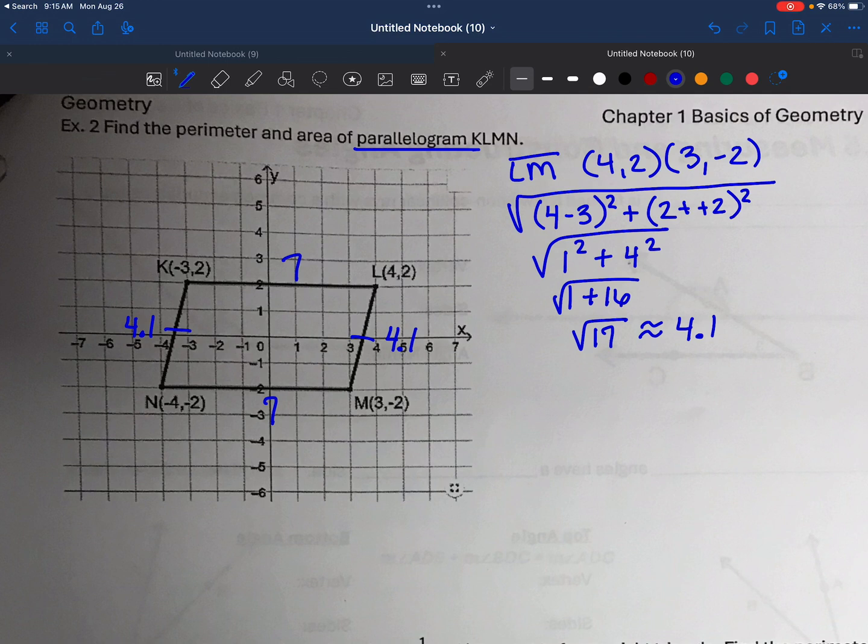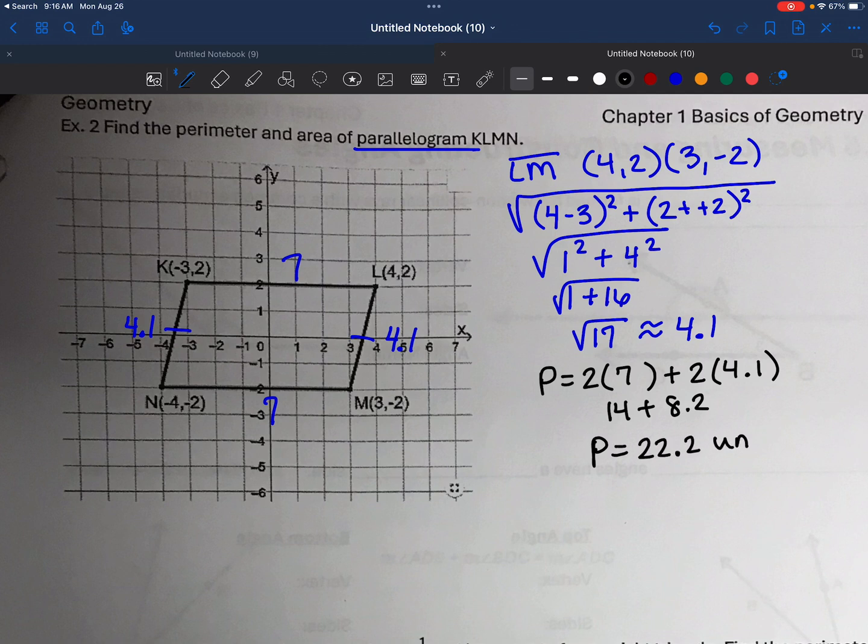Now, this one's a little nicer to us because we don't have to do the distance formula 2 times, correct? Now we can go straight to perimeter and area. So remember, on perimeter, we're going to do twice the length. What was our length? 7 plus twice the width of 4.1. Okay, what's 2 times 7? 2 times 4.1. All right, we add those and we get 22.2 units.